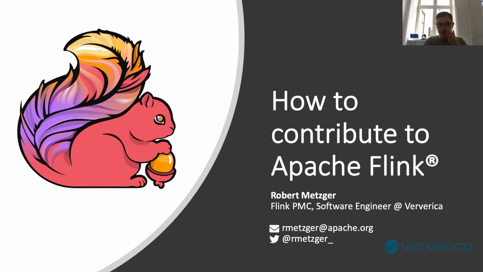A few words about myself. My name is Robert. I'm a co-founder of Ververica, and I have worked on Apache Flink before it was even called Flink, when it was still called Stratosphere. It was back then a research project in Berlin at the universities here, and I've helped to bring Stratosphere into the Apache Software Foundation, and I've helped Flink to grow ever since.